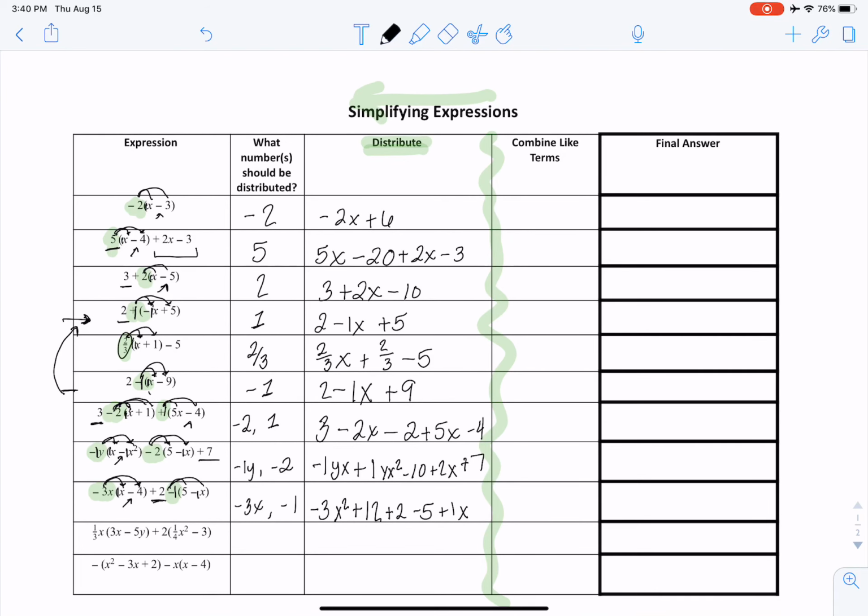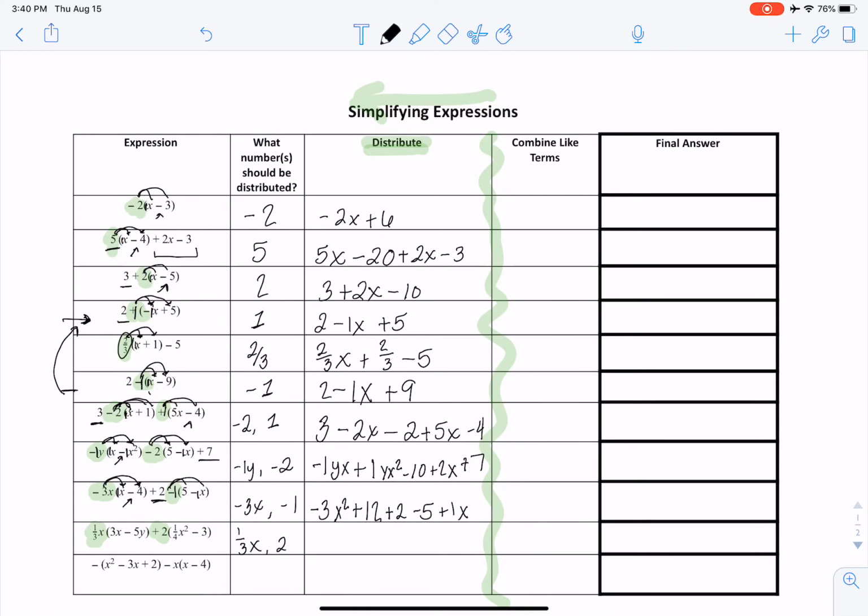Okay? All right, now the next one looks weird because it's fractions, but remember, fractions are just numbers. You treat them the same way as you treat a whole number. So the terms we're distributing here are 1/3 x and a +2. So 1/3 x and a +2 are the two things we will distribute.